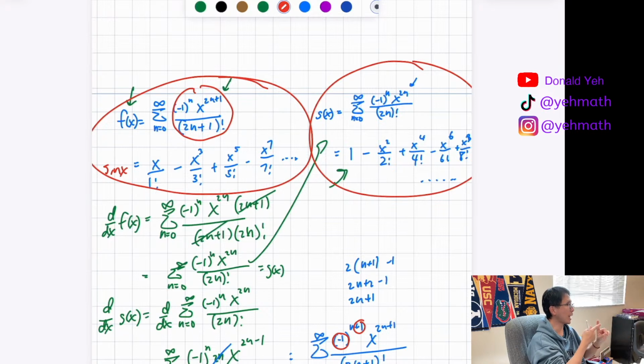The AP exam is going to ask you to memorize 3 different series. One, sine of x. Second one, cosine of x. The third one is actually e to the x. The fourth one is natural log of x. And the next one is the geometric series, where you can actually use power series to derive all other series. But the 3 things I want you to memorize are sine, cosine, and e to the x.